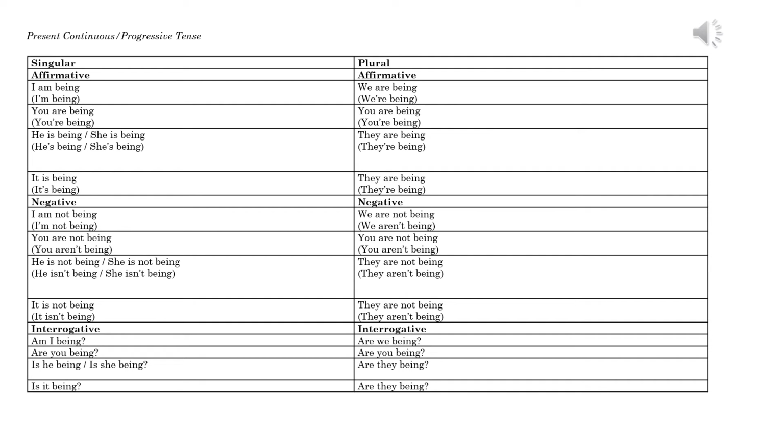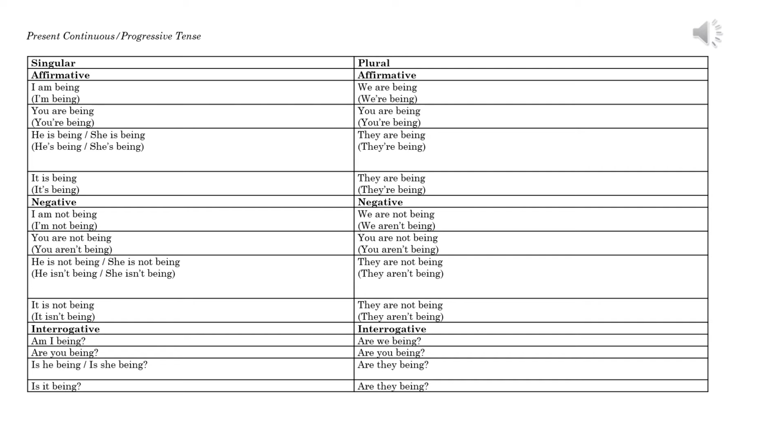Present continuous or progressive tense. Affirmative. I am being, I'm being. You are being, you're being. He is being, she is being. He's being, she's being. It is being, it's being. We are being, we're being. You are being, you're being. They are being, they're being.